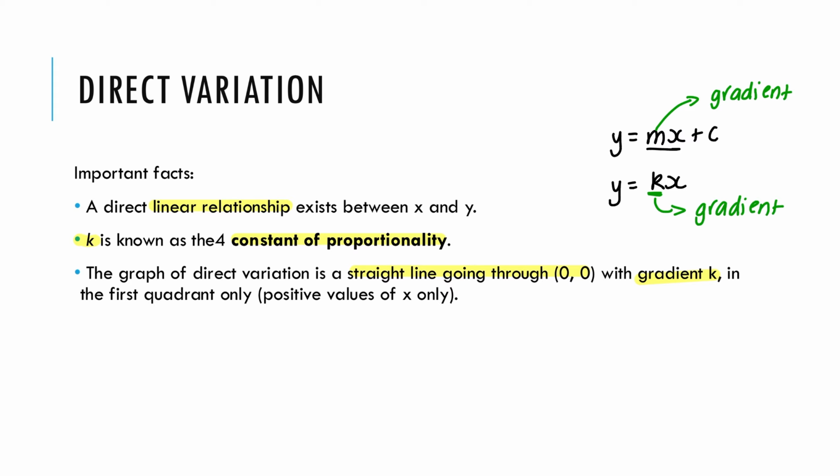Typically with direct variation, we also work in the first quadrant only, i.e. we're only working with positive values of x.